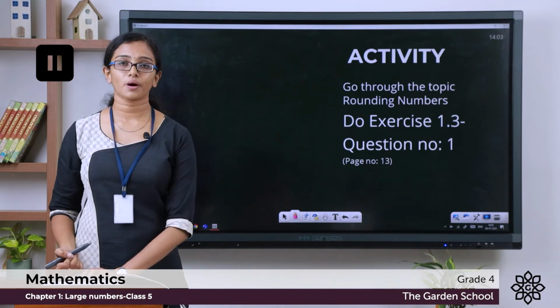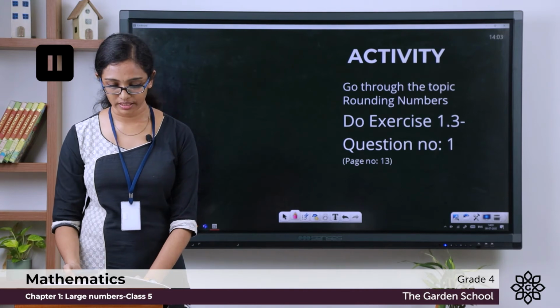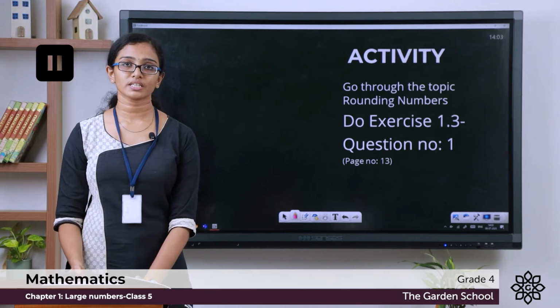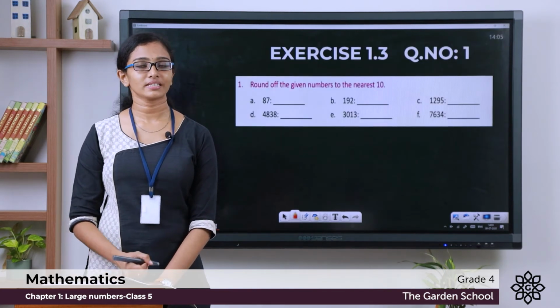Now as an activity, all of you please go to page number 11. Go to the topic rounding numbers. Then move on to exercise 1.3. We can finish the exercise and come back. So I hope you finished writing the answers.